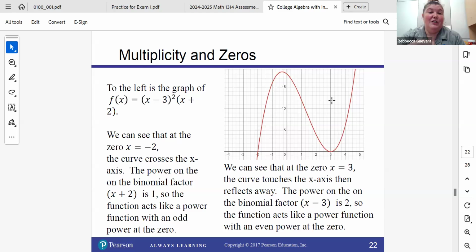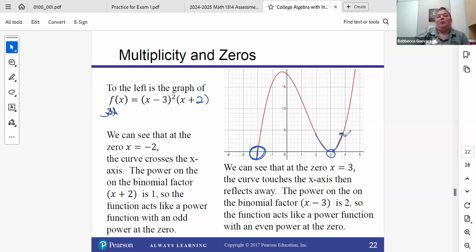So to the left is the graph of (x minus 3) squared times (x plus 2). What we see is at that zero, where we had a multiplicity of 1, I just cross through it, like it acts like a linear equation. X to the 1 crosses through. This one had a square, so this is going to act like a parabola. It comes down, touches, and it turns away.